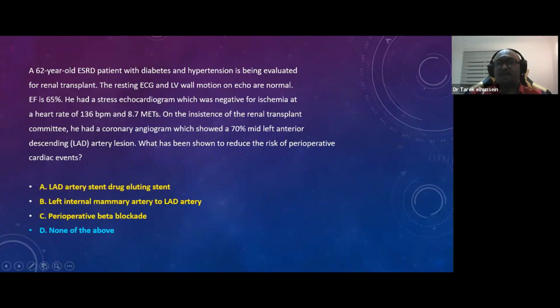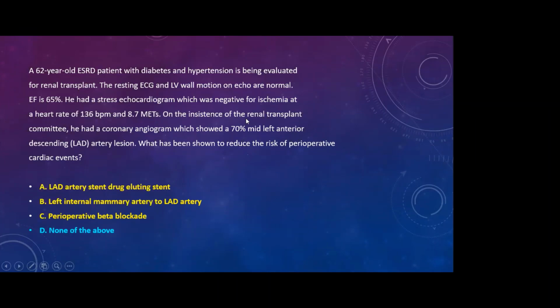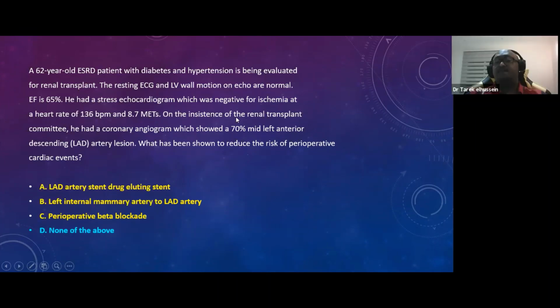That is not a class 1 indication, a 70% mid-LAD lesion. And that tells you that whenever we give 70-60%, this is always visual assessment. Not necessarily that every 70% that is anatomically significant is physiologically significant, okay? So our patient does not fulfill the class 1 indication for beta blocker, and the answer here is D. It's a tricky question, okay?